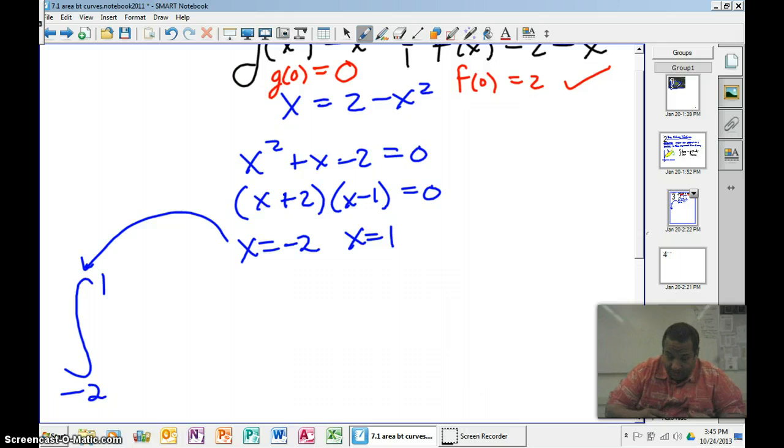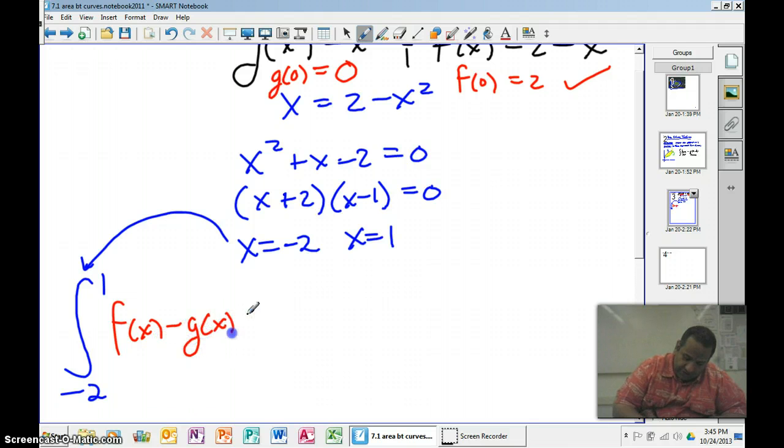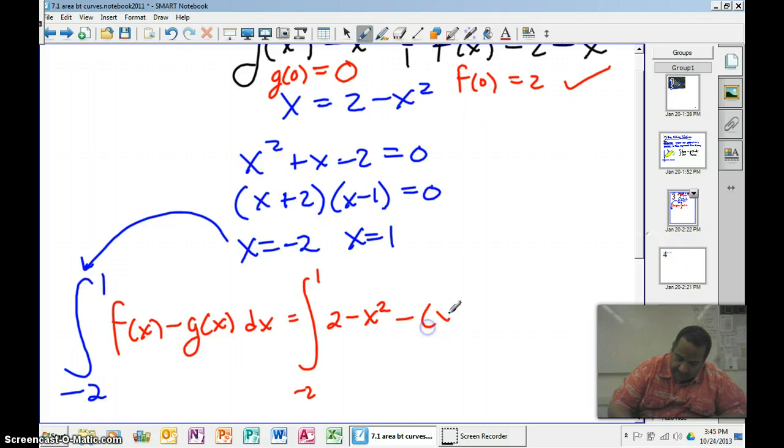So it's on top. I'm going to say it's the integral from negative 2 to 1 of f of x minus g of x dx. I'm going to get 2 minus x squared, minus x. You might say, well, Marascio, why'd you put that in parentheses?